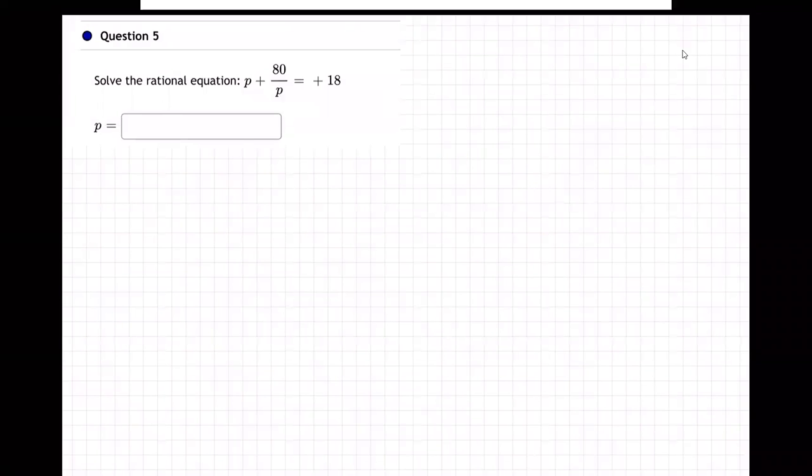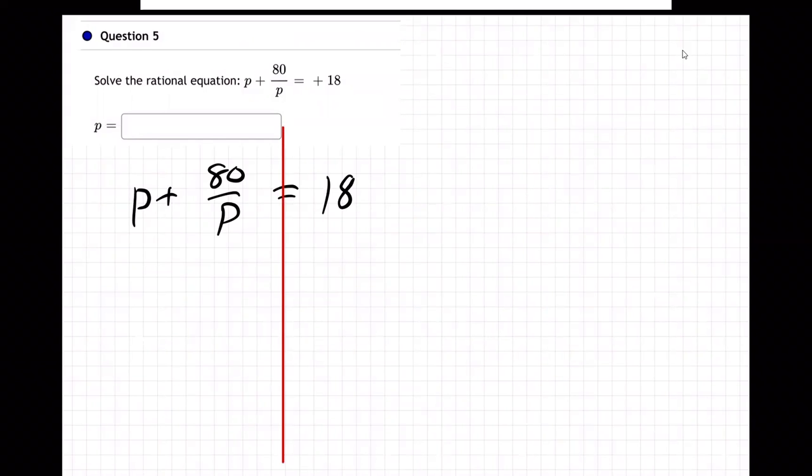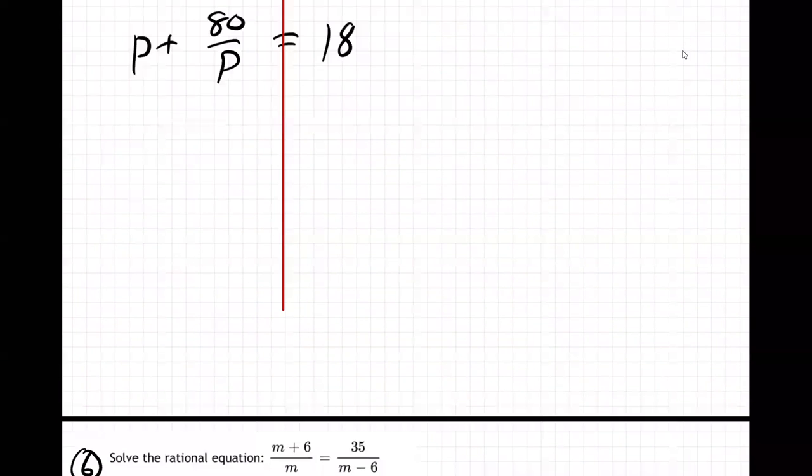Okay, so on this question, we have some fractions. Let me bring it down here. P plus 80 over P equals 18. Okay, so we have an equal sign, so let me put in the wall separation. These are rationals, meaning there's fractions with an equal sign. So how do we solve rationals with an equal sign?